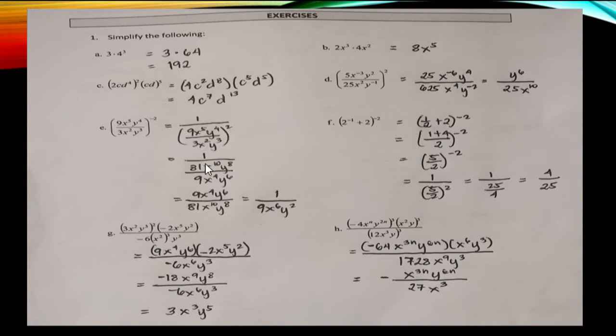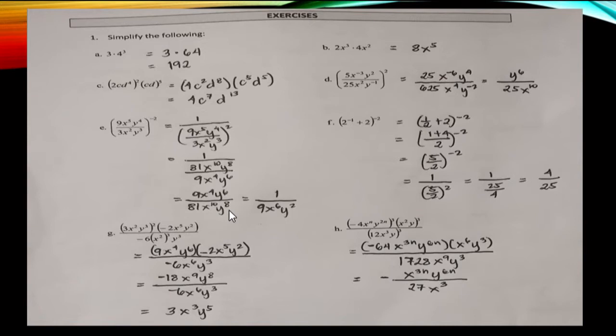So, 9 squared is 81, x to the power of 5 times 2, that is x to the power of 10. y to the power of 4 times 2, that is y to the power of 8. Over 3 squared is 9, x squared times 2, that is x to the power of 4. y cubed times 2, that is y to the power of 6. Because we have 1 over this, we can have the reciprocal of that. So, balihon na to. May mo na siyang 9, x to the power of 4, y to the power of 6, all over 81, x to the power of 10, y to the power of 8.